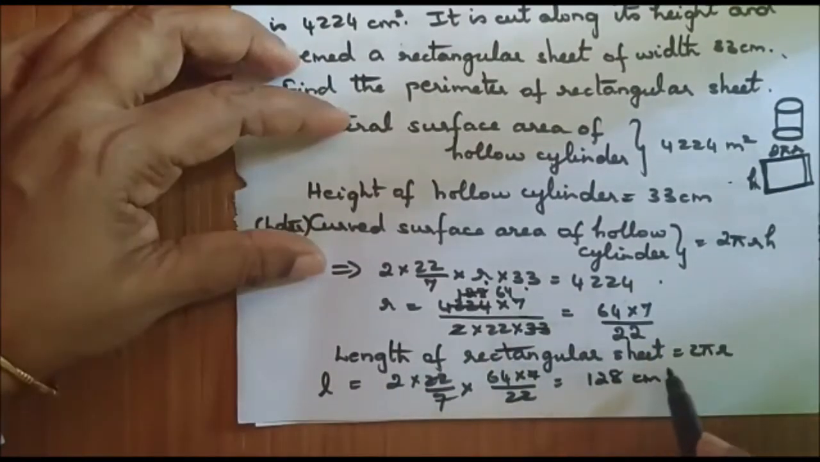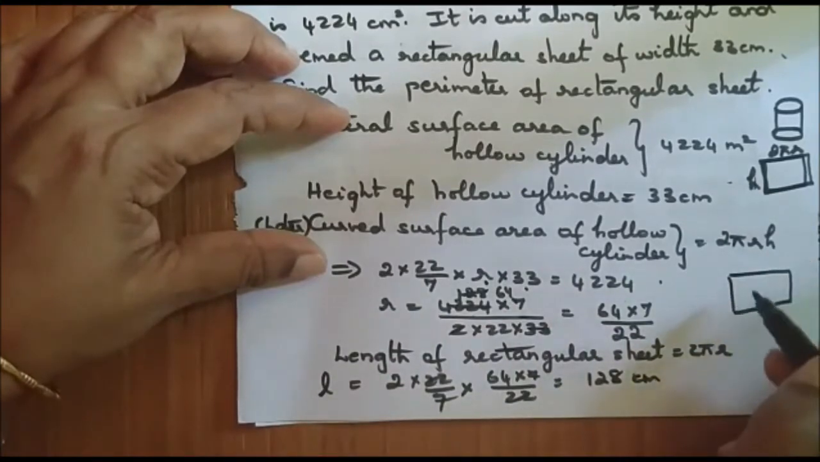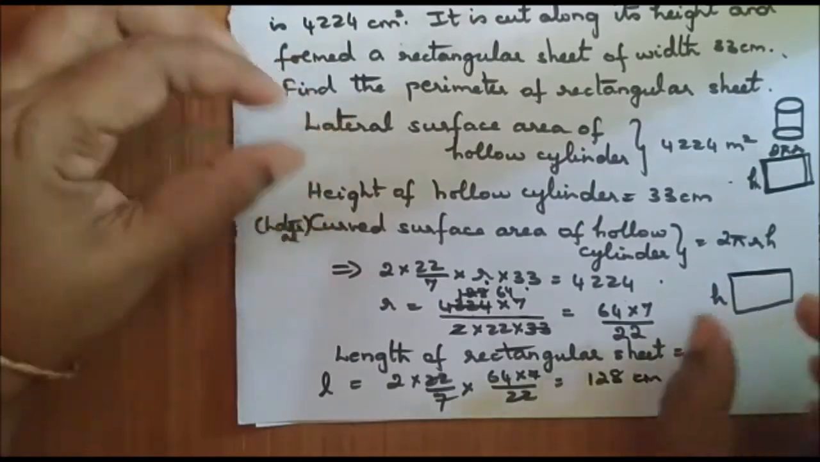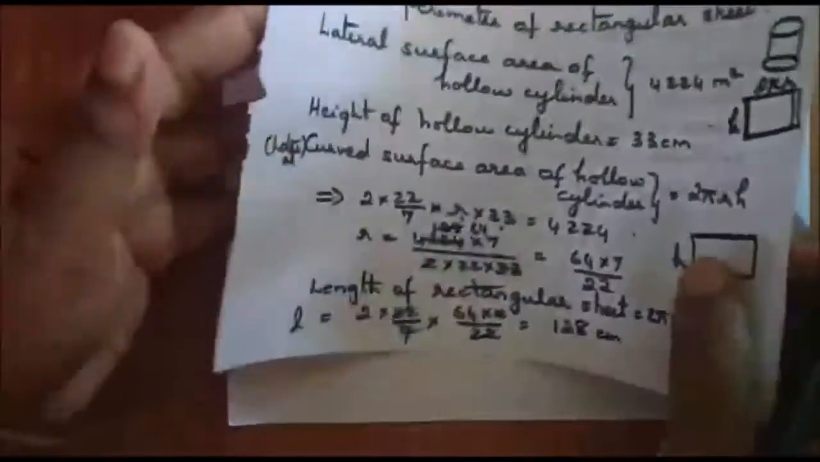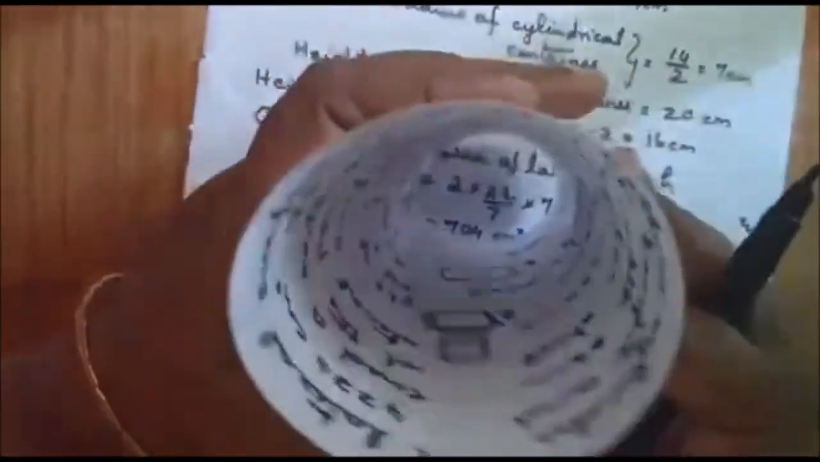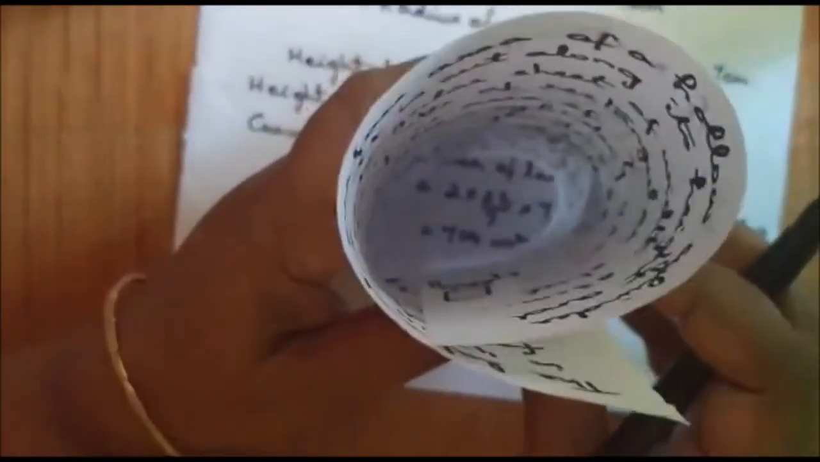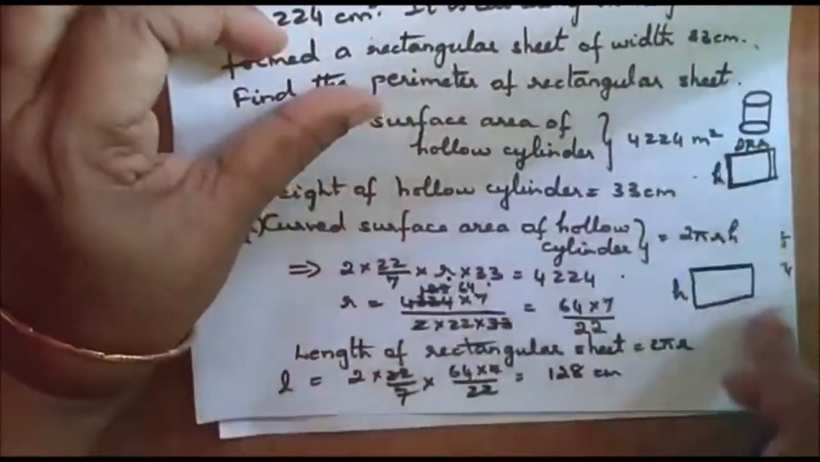Now, the length of the rectangular sheet is 2 pi r. I told you, isn't it? This is the rectangular sheet. If this is the height, then this is 2 pi r. Because, let me take this rectangular sheet. If I fold this, it will form a cylinder. I hope you get it. This is a cylinder. So this length is 2 pi r and this is the height.